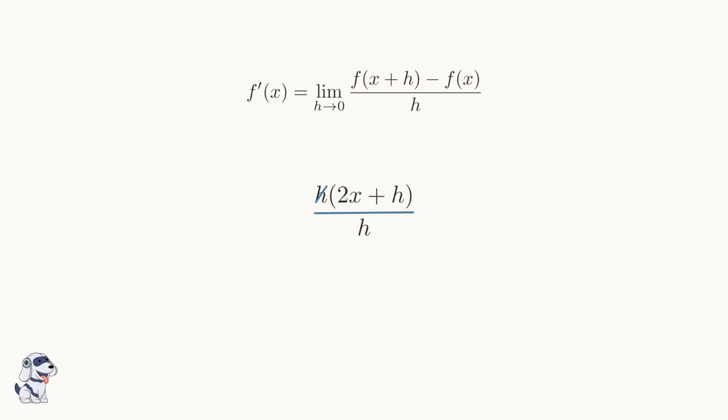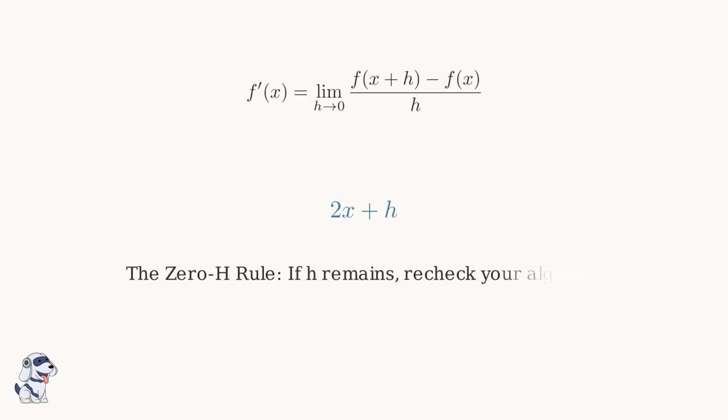Watch as we cancel the h. By factoring it out from the numerator, we clear the way to evaluate the limit. Always remember, the h must be canceled before you can let h approach 0. It's your most reliable self-check tool.